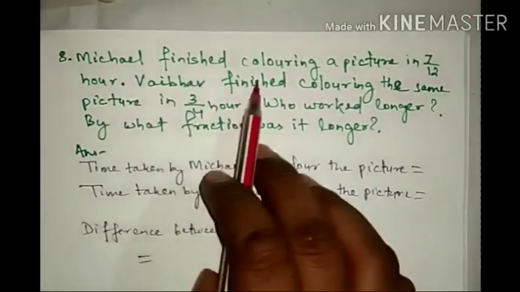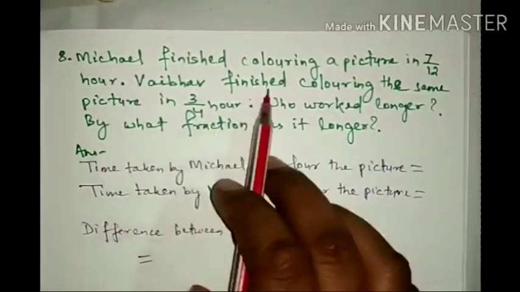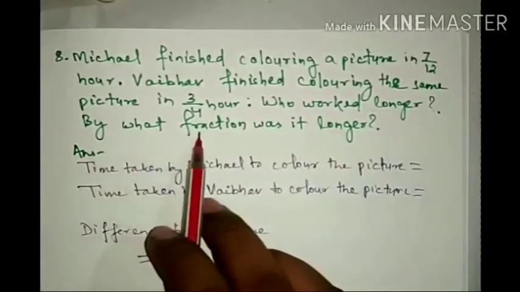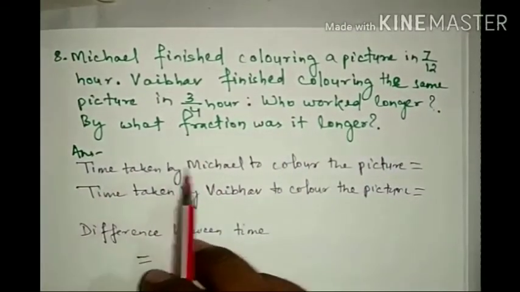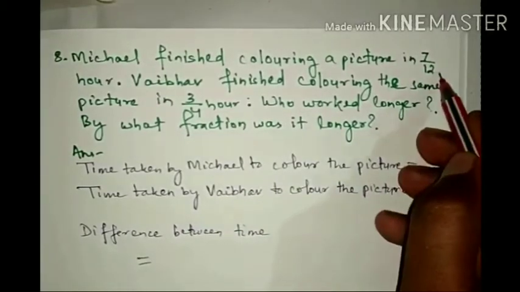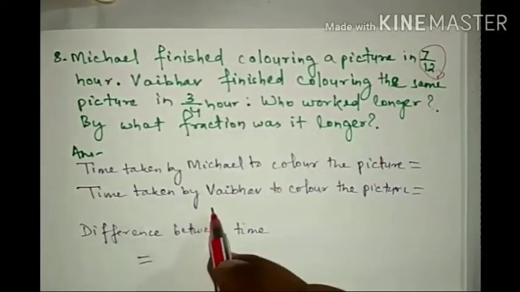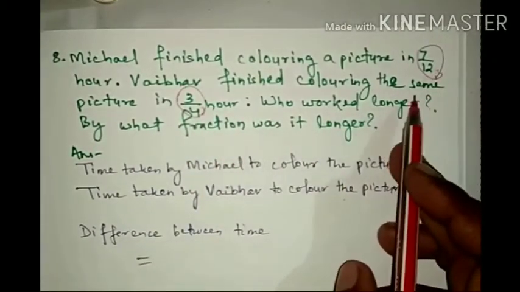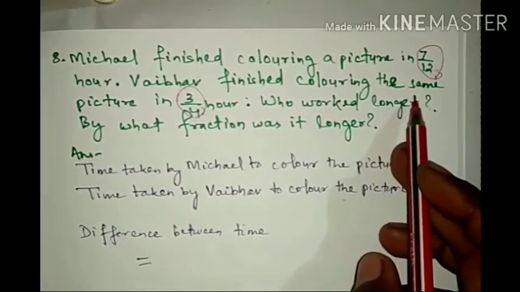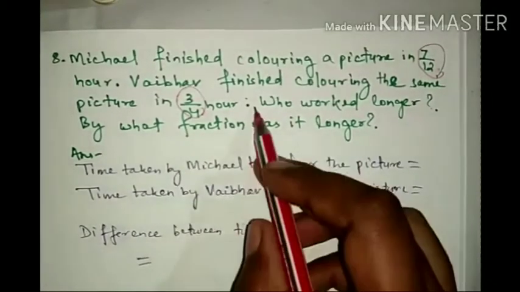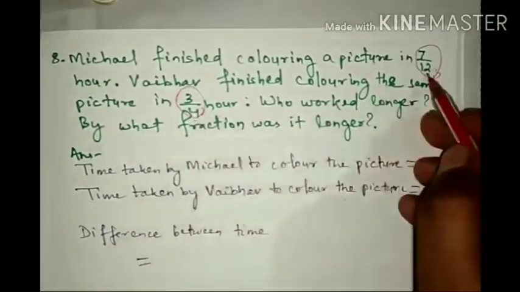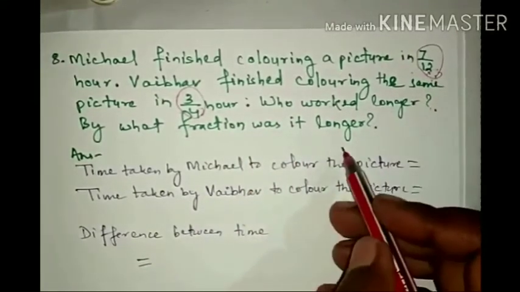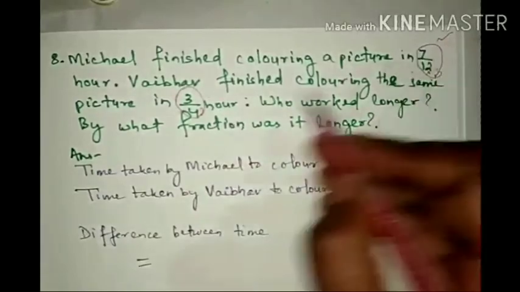Number 8. Michael finished coloring a picture in 7 by 12 hour. Vaibhav finished coloring the same picture in 3 by 4 hour. Who worked longer? By what fraction was it longer? So you have to find out time taken by Michael to color the picture, 7 by 12 hour, and time taken by Vaibhav to color the picture, 3 by 4 hour. So first you will find out who has taken more time to color the picture. So which one is more, 7 by 12 or 3 by 4?